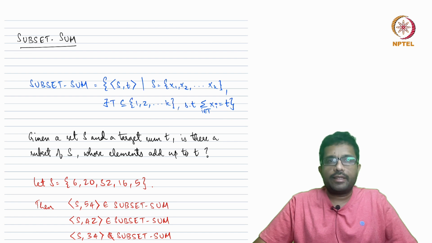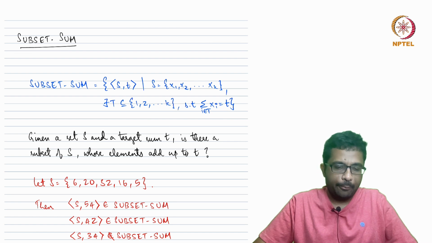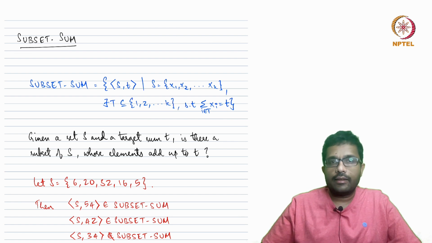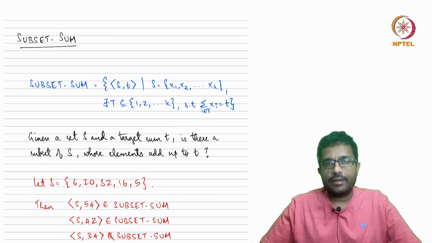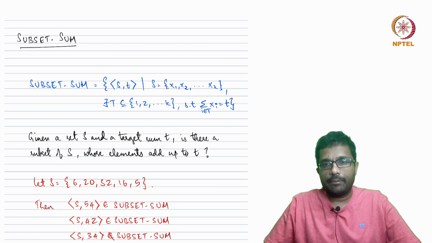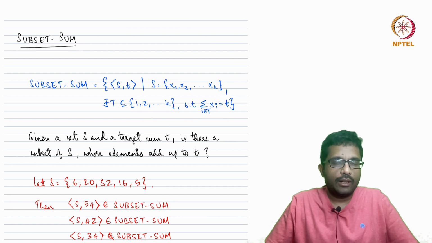Hello and welcome to lecture 54 of the course Theory of Computation. In the previous lectures, we have seen a few NP complete languages, right? So we first saw SAT, 3SAT, CNFSAT were NP complete, which were based on Boolean formula.